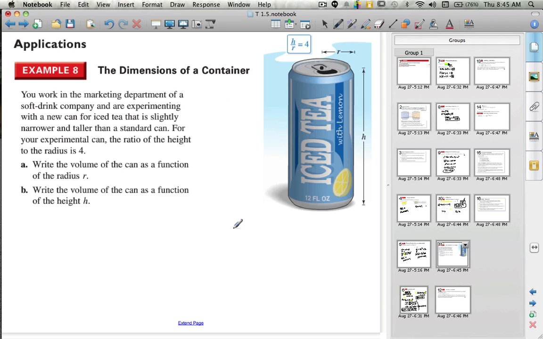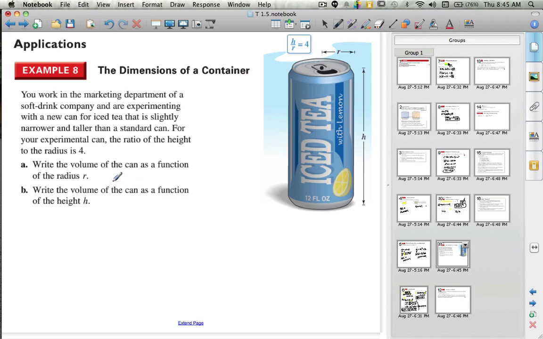Here I'm working for a marketing department of a soft drink company, and we're looking at making a new can for our iced tea. Here's our new can. And for our experimental can, we're going to have a ratio of the height to the radius that equals 4. So the height divided by the radius is equal to 4.